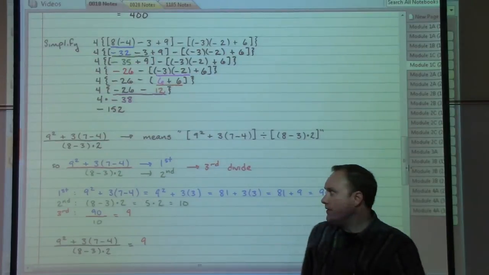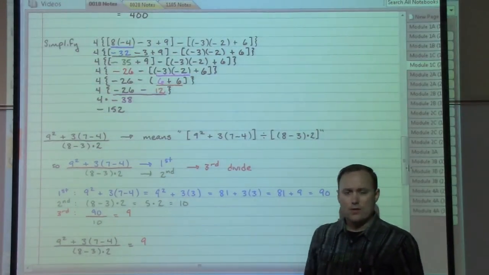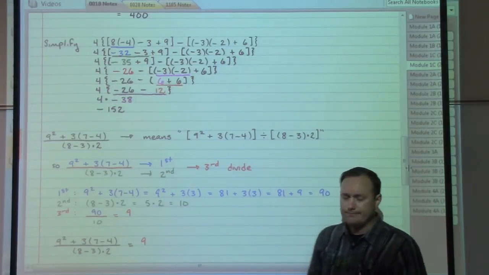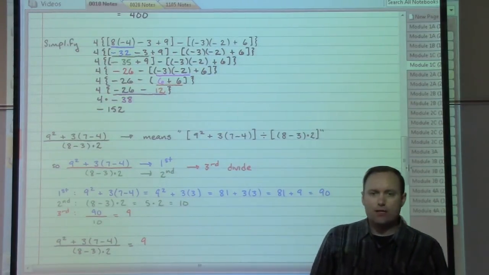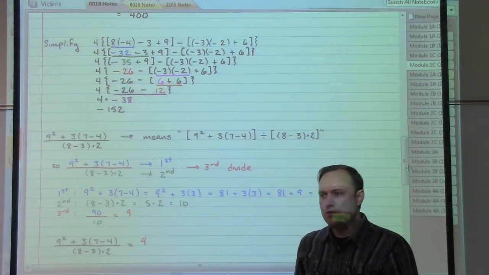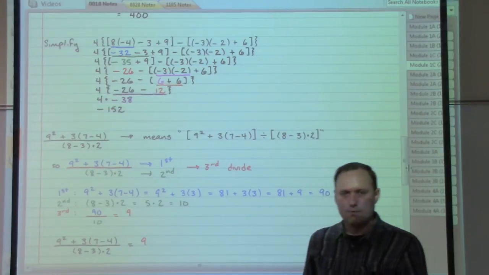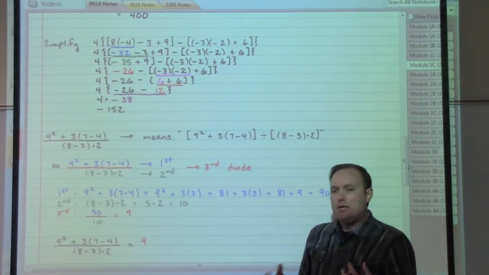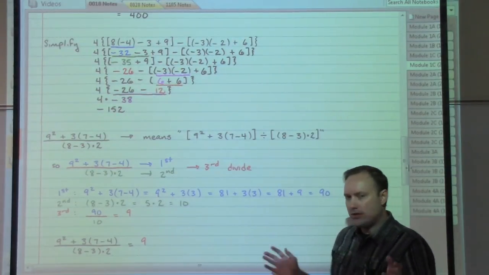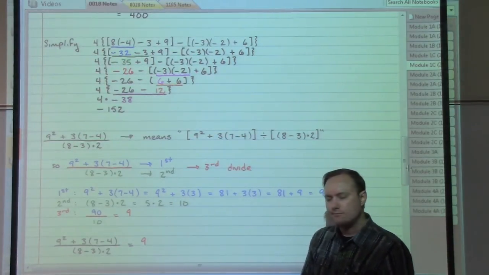A lot of folks feel that the more things that are going on, the more difficult a problem can be. Well, don't let things overwhelm you. You're trying to use your order of operations to do bite-sized pieces. Don't cram the whole steak in your mouth and choke on it. Take bite-sized pieces, and eventually you will chew up the whole thing, and you'll be done.